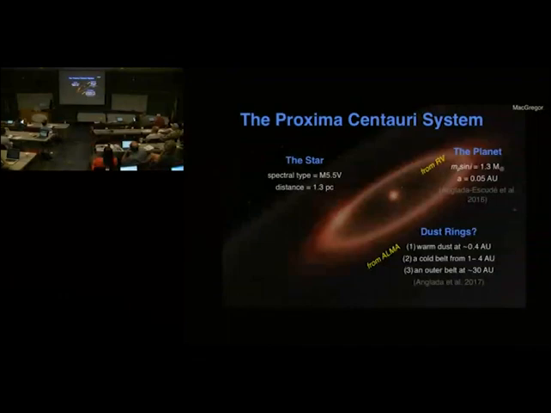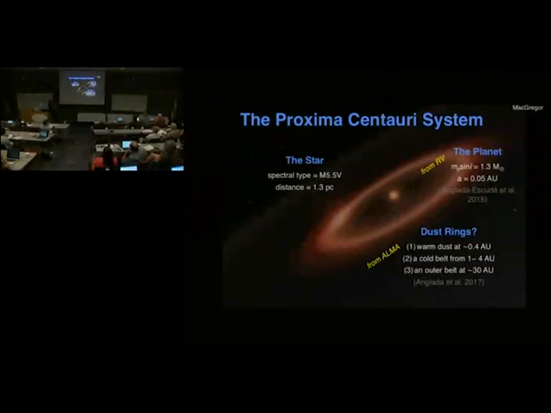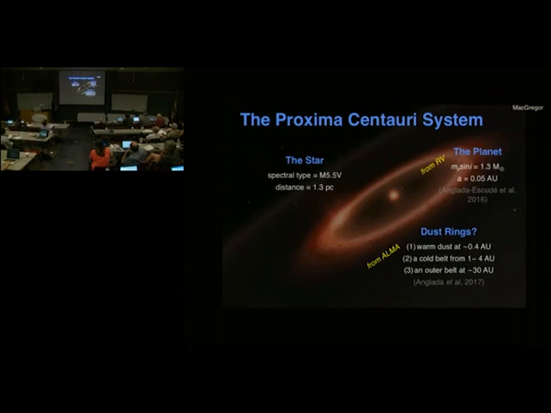So I've been focusing on the Proxima Centauri system, which we've heard in passing, but just so we all know exactly what Proxima Centauri is, it's an M5.5 star. It's our closest M star at 1.3 parsecs. And it has this wonderful planet, Proxima Centauri b, which is thought to be in the habitable zone. It has an M sin i of 1.3 Earth masses, and it's at 0.05 AU.